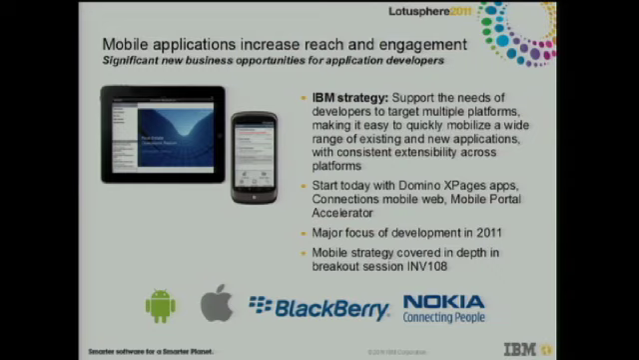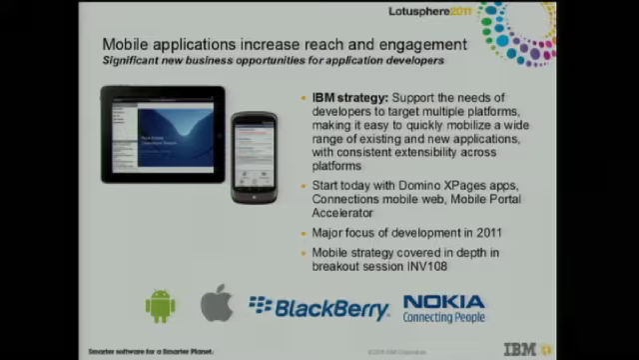So from an app dev point of view, one of the things that we're really focused on here is enabling developers to reach multiple smartphone platforms, mobilize a wide range of applications at relatively low incremental cost per additional platform, and in particular provide a consistent extensibility model across those target platforms, including the desktop. We have some mobile capabilities in the product line today that we think are very valuable. XPages on Domino does some great stuff, Connections Mobile, web capabilities, Mobile Portal Accelerator, and so on.